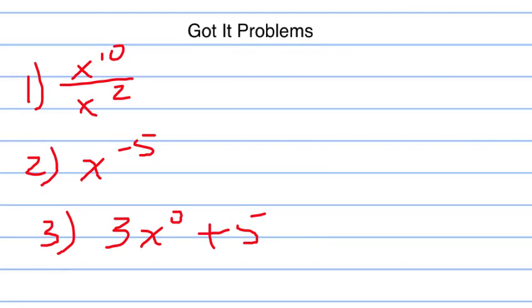Okay, here are your 3 Got It problems. They're also on your notes worksheet. Go ahead and solve them. The first one, x to the 10th power divided by x squared. The second one, write that in fraction form: what would x to the negative 5th power look like? And the third one is a little expression. Go ahead and solve that and tell me what you get for an answer. And we'll go over these tomorrow.